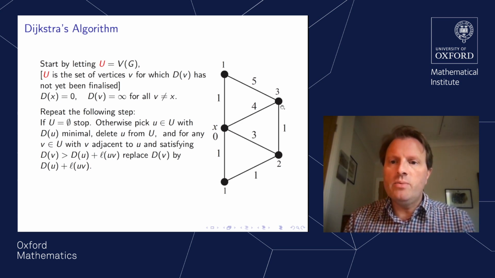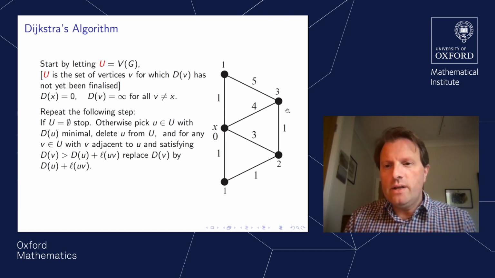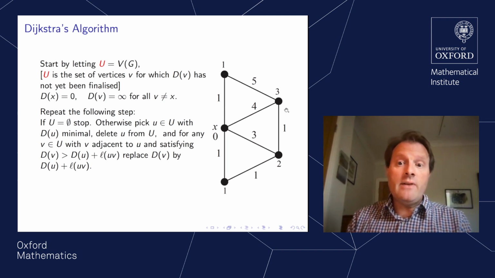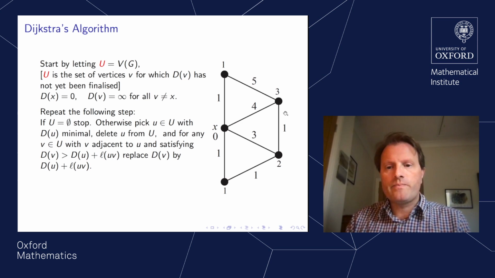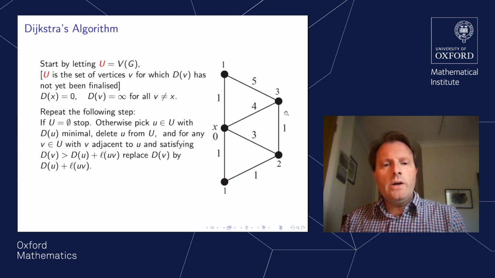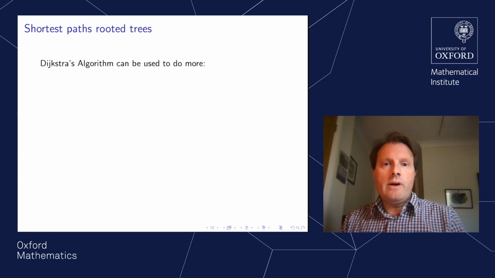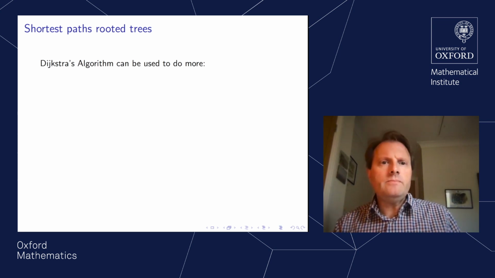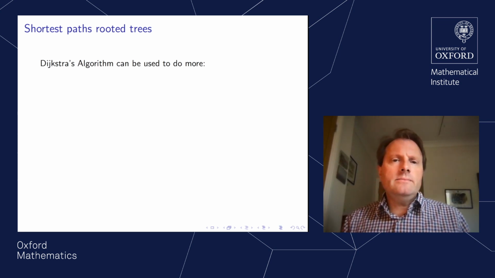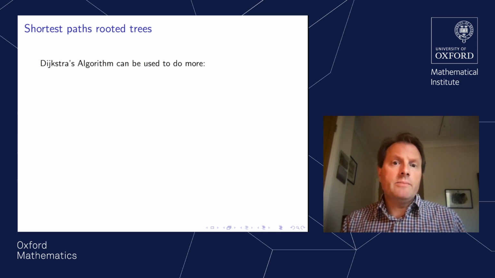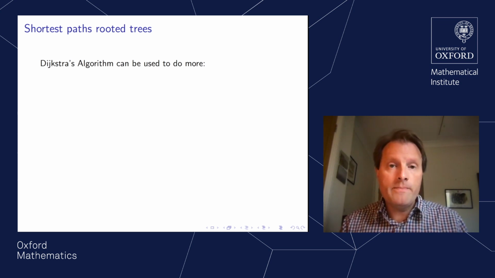vertex. So for example, we saw that the shortest path from X to this vertex here was going around these edges with length 1, and so the correct d value there is indeed 3. Okay, so it's done the correct job. In fact, Dijkstra's algorithm can be used to do more.